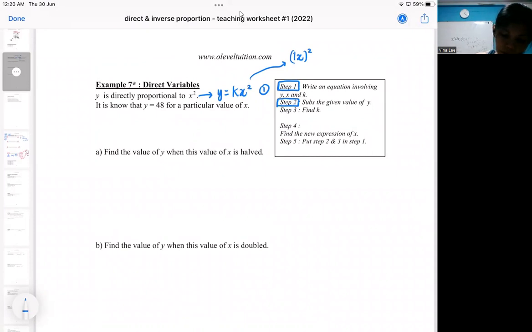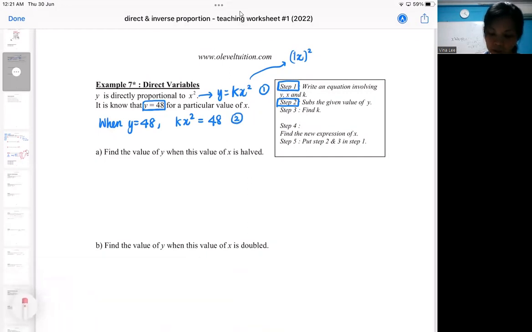I'm going to put this value into my first equation. So instead of y equal to kx squared, right now kx squared is equal to 48. So that is essentially my second step. From my second step, we're going to proceed to the third step.